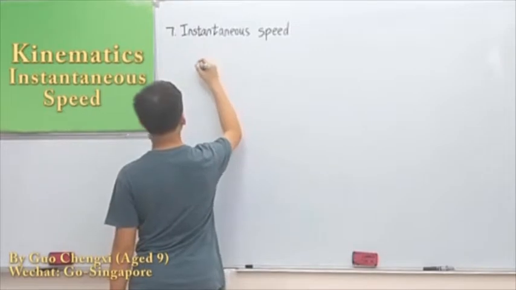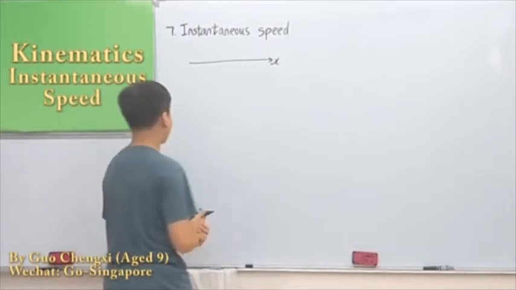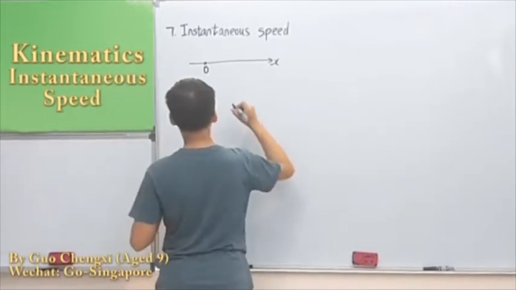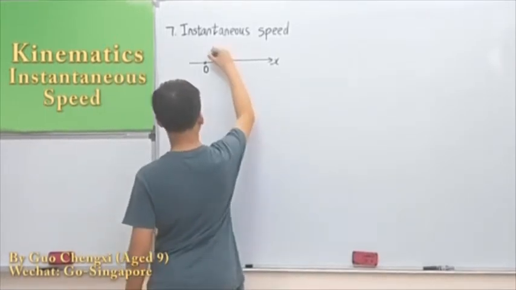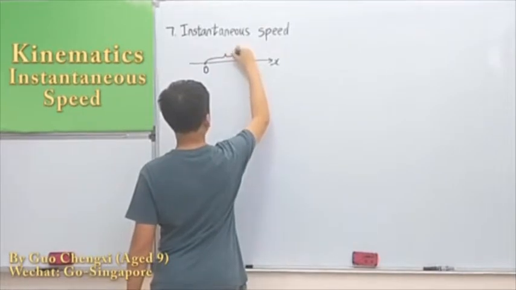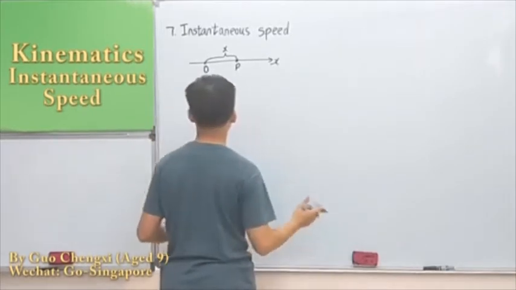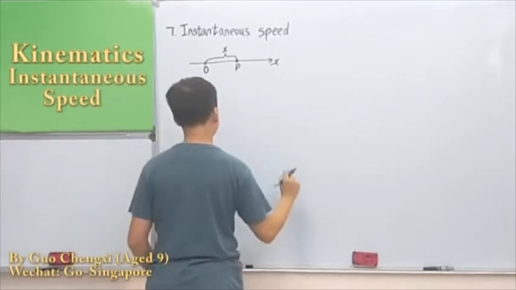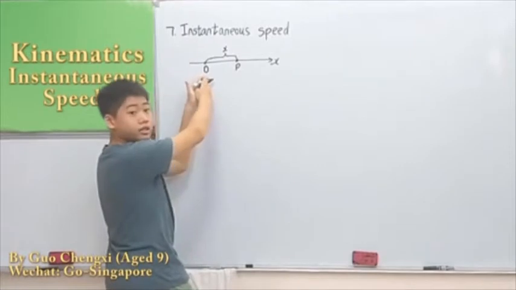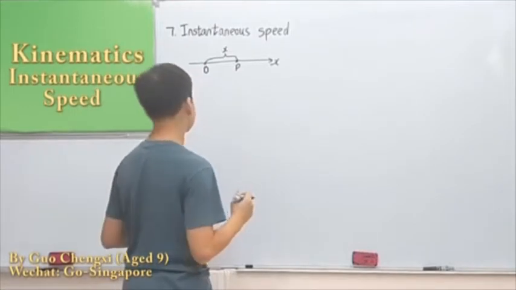Let's just say we have an axis, an x-axis, and of course its origin is the 0 point. What if we have a particle that moves? This particle might move from this part to here, or from some other parts. We're not so sure about that. But what I'm going to give is that the distance between this particle and the origin is x.